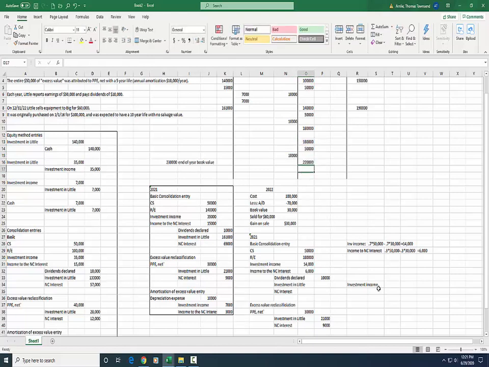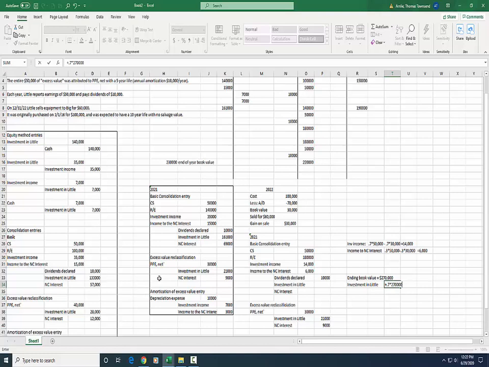end of year retained earnings is $220,000. So the end of year book value, $220,000 retained earnings plus $50,000 of common stock. So the end of year book value is $270,000. The investment in little, they're going to get their share of that ending book value, so 0.7 times 270.